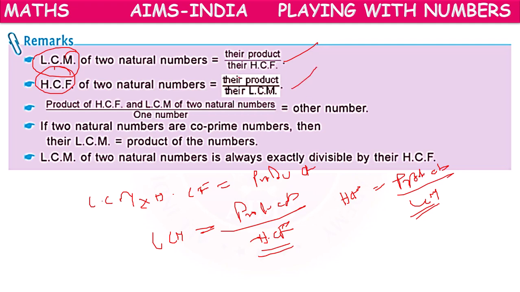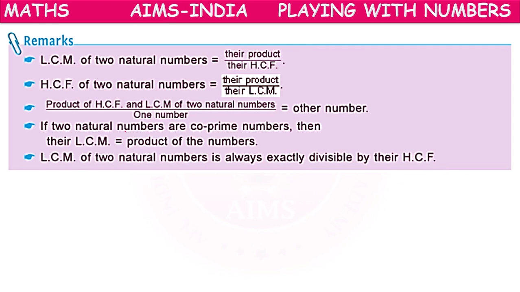Or if you want to find one number, the product of HCF and LCM divided by one number is equal to the other number. We will get the other number. Or if two natural numbers are co-prime numbers, then their LCM is equal to the product of the numbers. Because 3 and 5, we have two numbers.